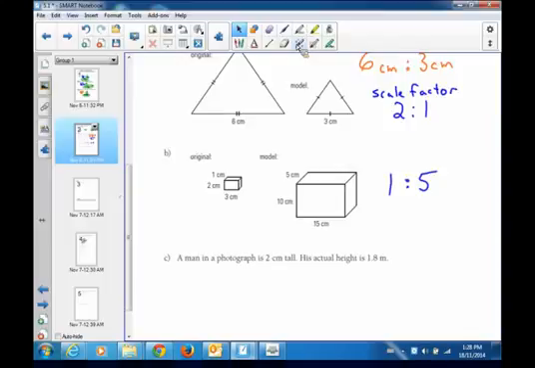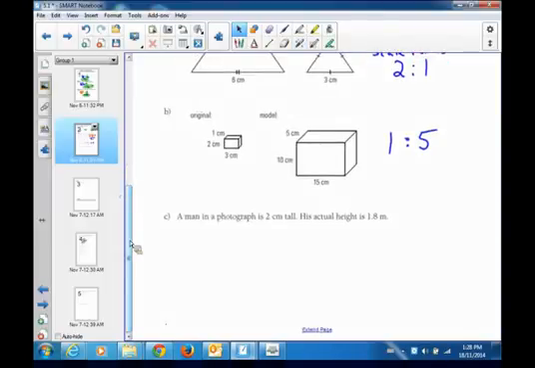How about C? This one doesn't have a drawing, but we've got to do some figuring. A man in a photo is 2 centimeters tall. That makes sense. His actual height is 1.8 meters. So this is 2 centimeters to 1.8 meters. Tell you the truth, I find that the most useful way to give this, because you could set that up as a ratio and say he's 2 centimeters in the picture, in real life he's 1.8 meters, and then you can set up the other side, cross multiply, divide. But we're asked for the lowest terms, basically the scale factor.